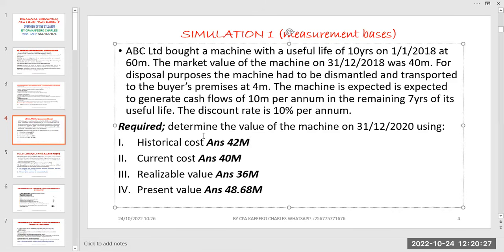Then the requirement is saying determine the value of the machinery on 31st December 2020. Remember, the asset was bought on 1st January 2018, but they want us to make reporting at the time of 31st December 2020. Of course, you know, when you acquire an asset, there are depreciation, impairment, and all of that, as we are going to be looking at them.